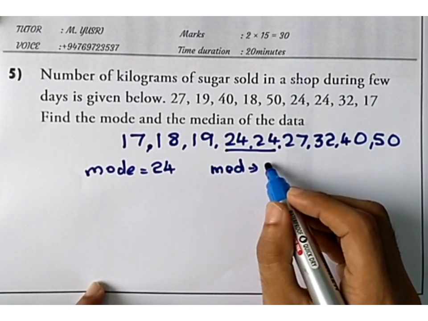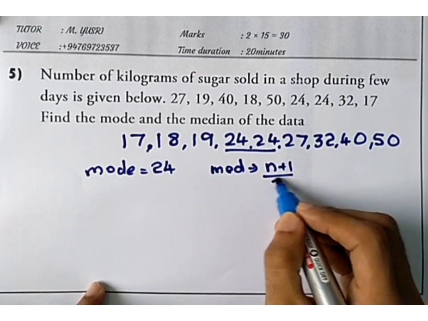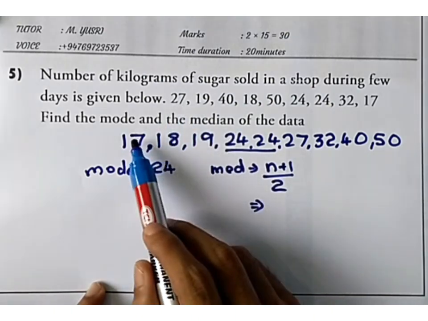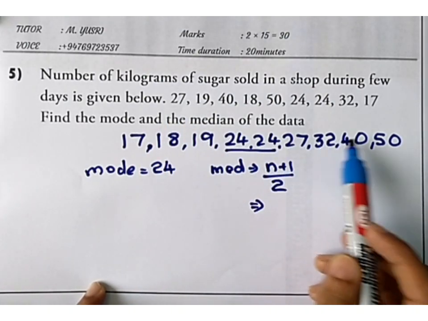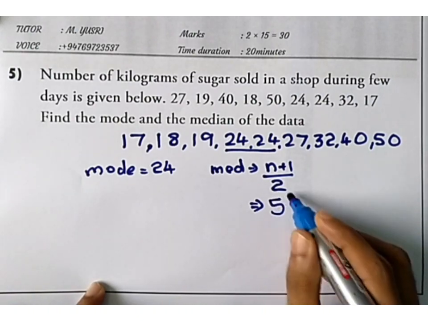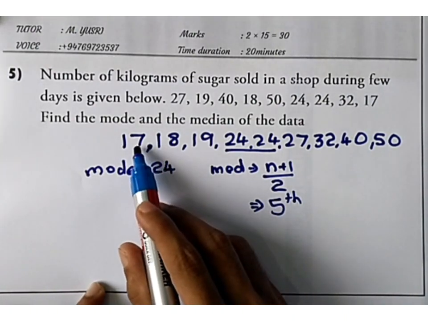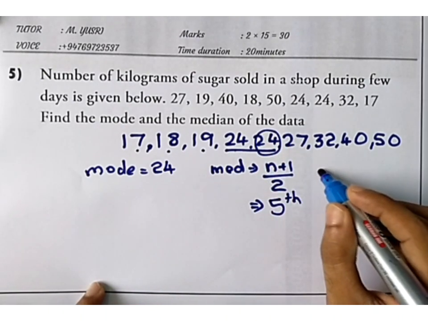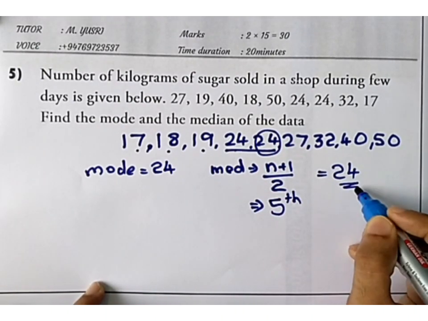To find out the median, we have to use this formula, (n plus 1) divided by 2. Here n represents the number of elements. So there are 1, 2, 3, 4, 5, 6, 7, 8, 9, and 9 plus 1 is 10, and 10 divided by 2 is the fifth term. So now we'll find out the fifth term. First, second, third, fourth, and fifth. Again it's 24. So the median also equals 24.